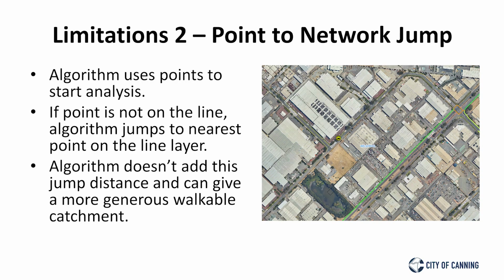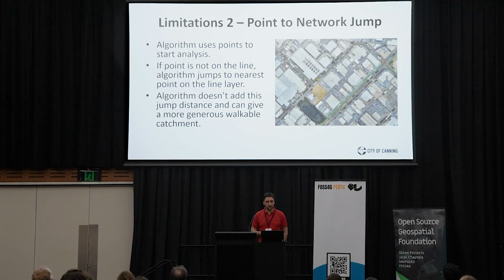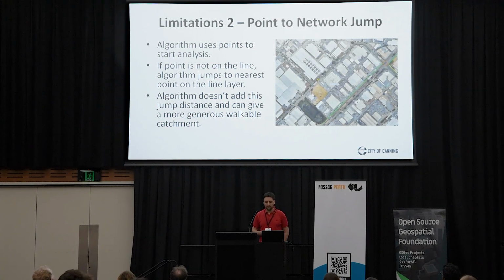The second limitation that I ran into is the point-to-network jump. So the algorithm will take a point and it'll use the line layers, obviously. But if the point does not connect with the line, it'll just jump over to the line. And that can be a really long distance. And it doesn't add this to the jump distance.